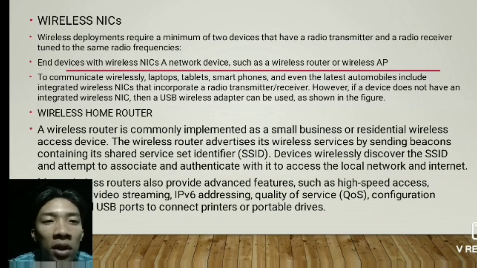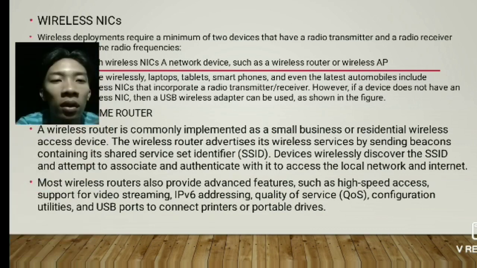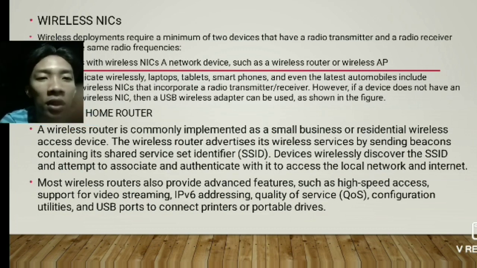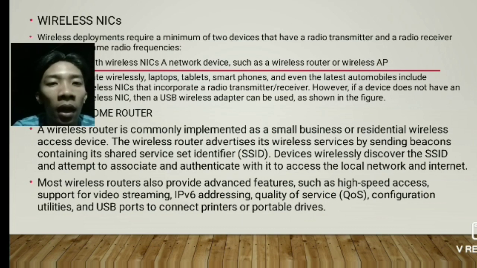Wireless home router. A wireless home router is commonly implemented in small business or residential environments as a wireless access device. The wireless router advertises its wireless services by sending beacons containing the shared service set identifier, or SSID. Wireless devices discover the SSID and attempt association and authentication to access the local network and internet. The routers provide advanced features such as high-speed access, support for video streaming, IPv6 addressing, quality of service, configuration utilities, and USB ports for connecting printers and portable devices.